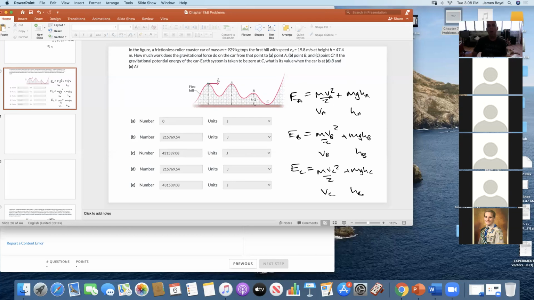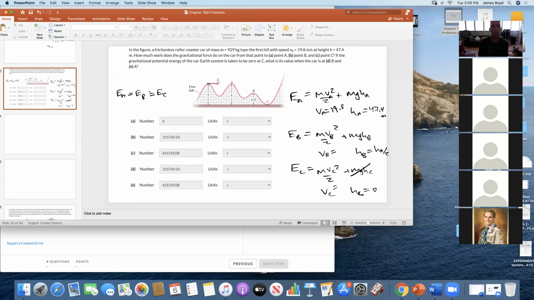So the question is, where do we want to put 0? We can choose H to be 0 anywhere we want. Well, they chose it for us because they already said that A was at positive 47. That has to mean that C is 0. If C is 0, get rid of that. B is H to the half, which is HA to the half. HA is 47.4 meters. We know VA was 19.8. We don't know VB, we don't know VC. But what we do know is that EA is equal to EB is equal to EC.